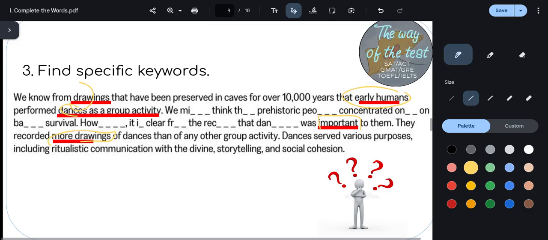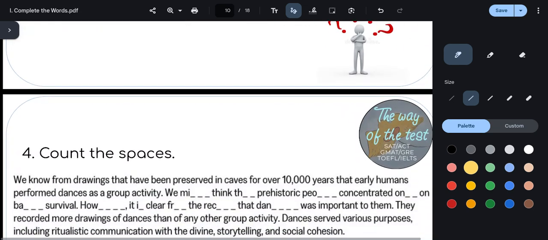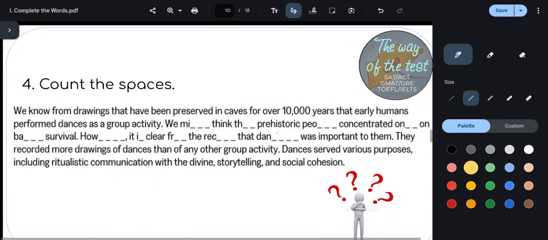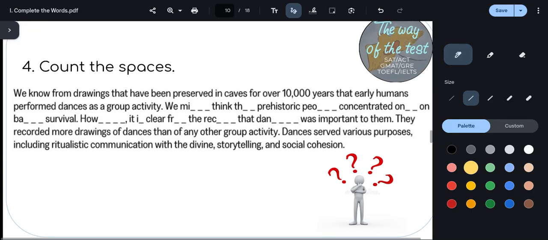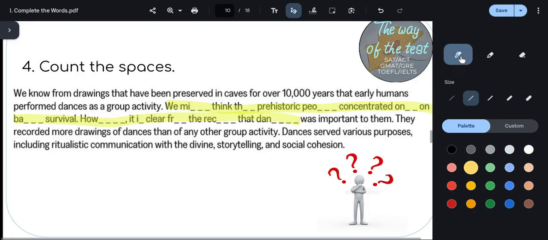Okay, after we have highlighted the keywords, we are going to count spaces. I mean, you can literally count spaces, or you can just get it from the context. So I'm going to highlight the parts where the blanks are. You may already know the answers. Okay, so here, this is a mix of, quote unquote, intuition and context. I'm gonna stop here for a moment. This may be boring for some of you who already know the answers, but let's analyze this.